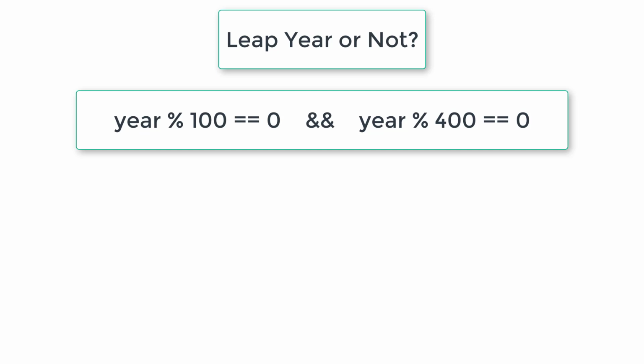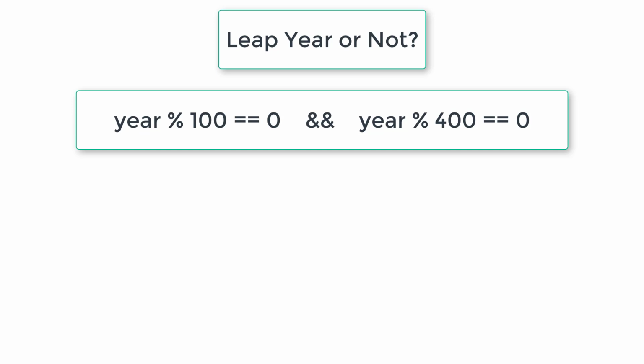That can be checked using year modulo division 100. If it yields 0, then it's a century year. And then it must also be perfectly divisible by 400. In that case, it's a leap year, okay? Both these conditions must be true.